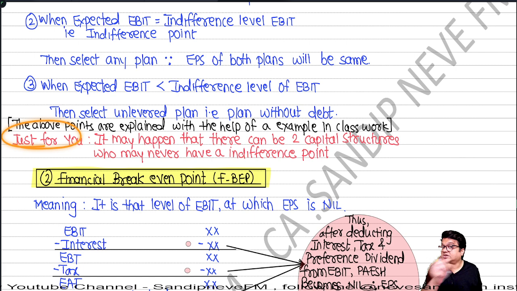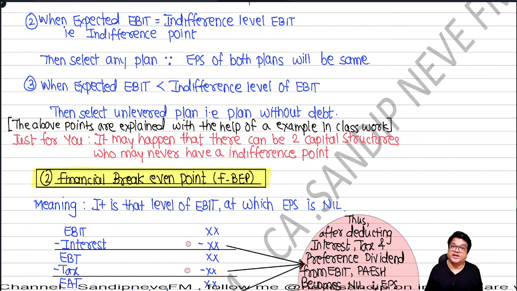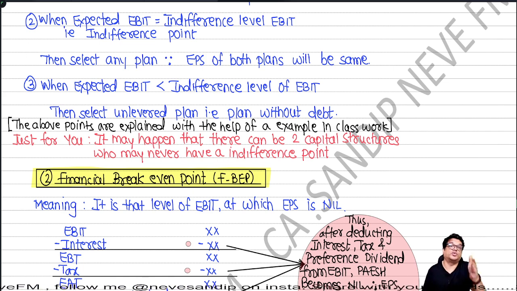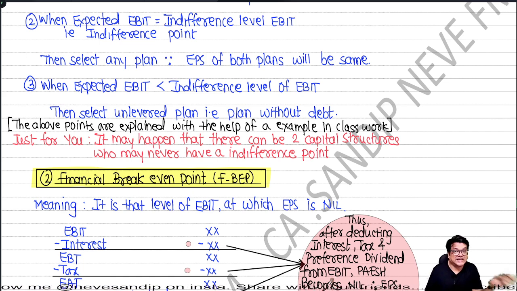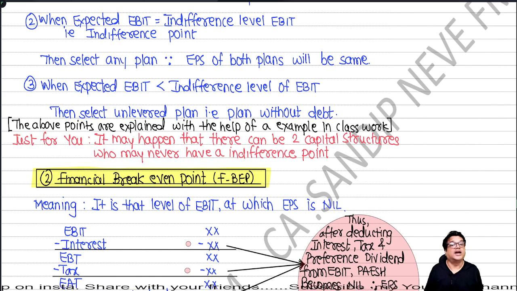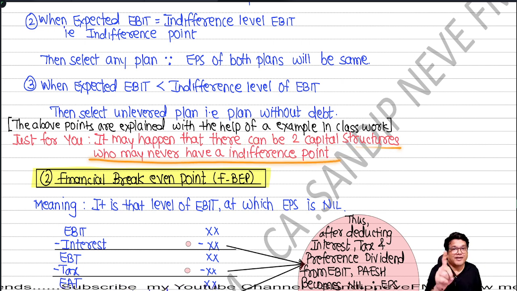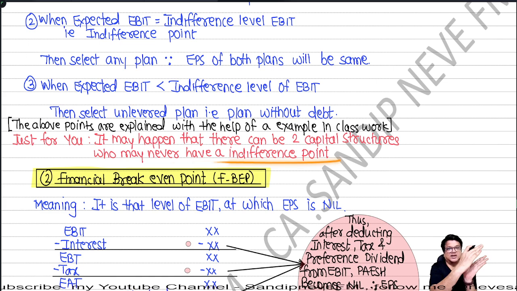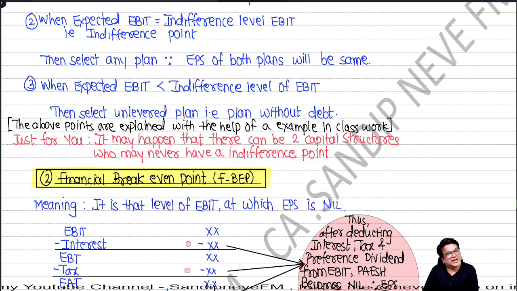Very important. You remember in one of the sums in the classwork section, we tried to find the indifference point between three plans, A, B and C: A and B, B and C, A and C. In one of the combinations we couldn't solve it further. Then we concluded that there can be two capital structures that may never have an indifference point, because if the lines run parallel, they will never intersect, and there will be no such thing as an indifference point.